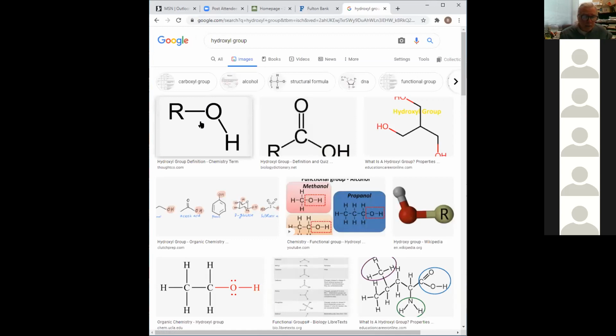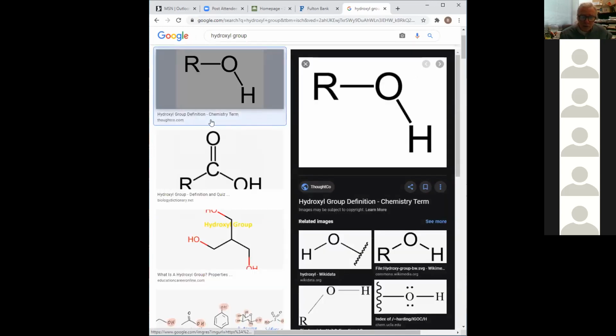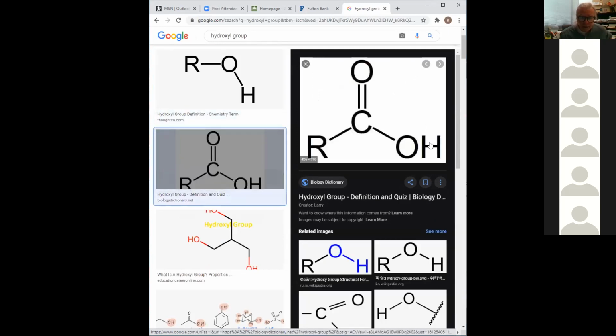Okay, that is the hydroxyl group, this OH. And sometimes it's just written like this as OH, you know, with the bond left out.